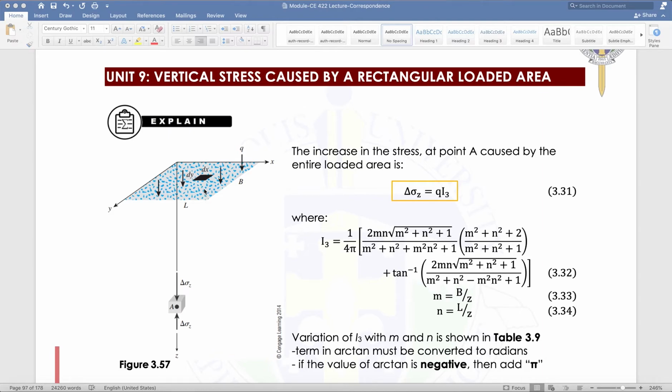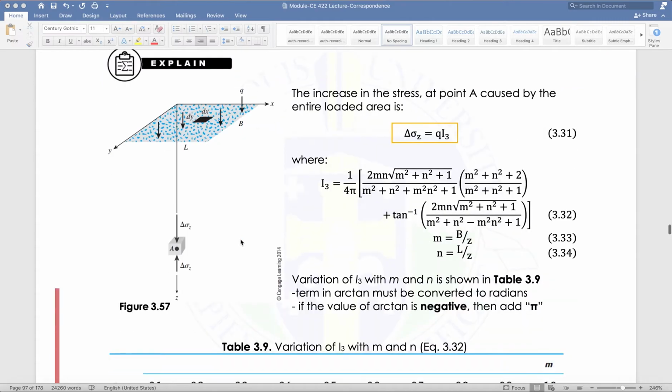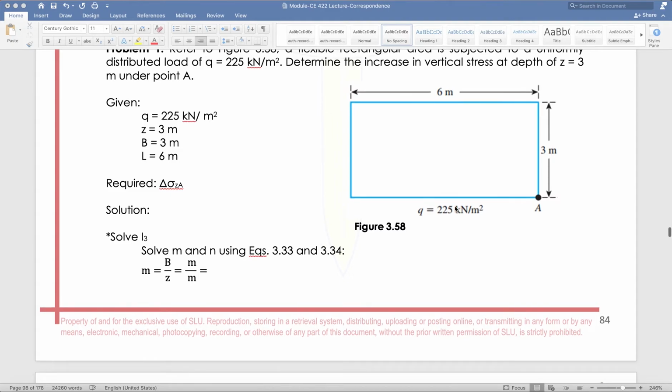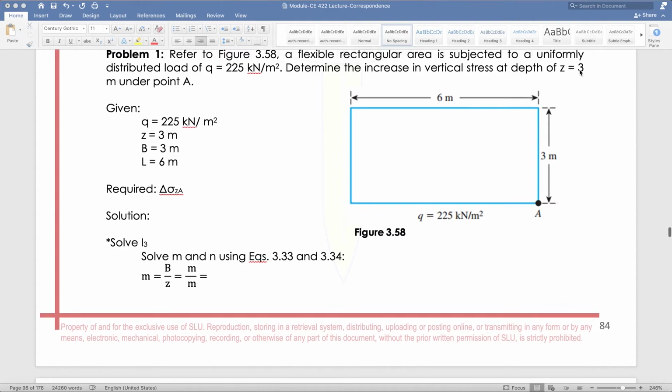Okay? So, pag nandun siya sa gitna, then gagawa natin ng paraan. Pero itong formula na to is only applicable if the load is located at the corner or at the edge of our load. Okay? So, here, determine the increased vertical stress at depth of 3 meters under point A. So, point A here is at the edge. So, wala tayong problema. We can proceed right away. So, our given are Q, 225 kilopascals, Z is 3 meters, B is 3 meters, L is also 6 meters. So, we need to determine delta sigma Z at A.